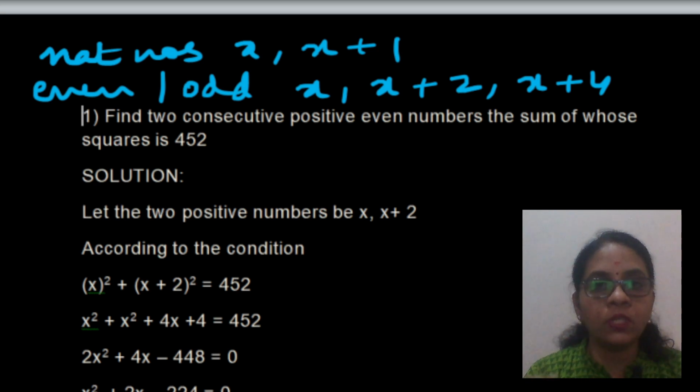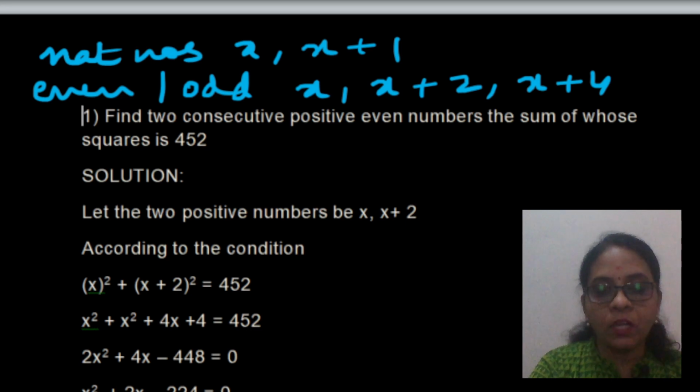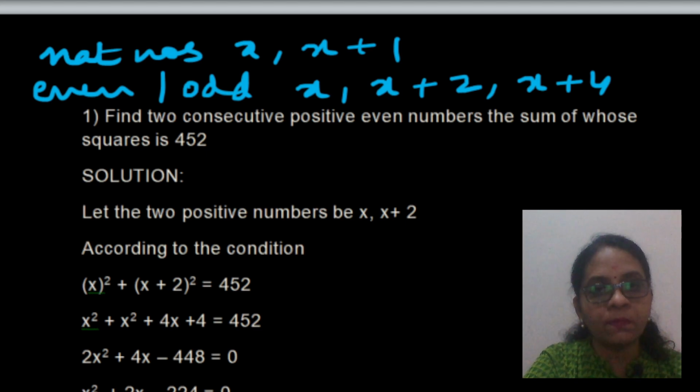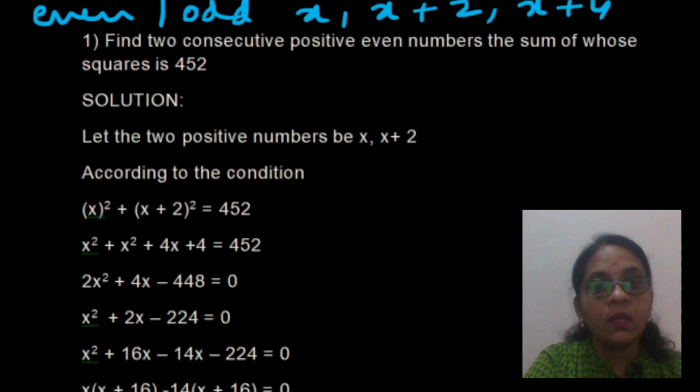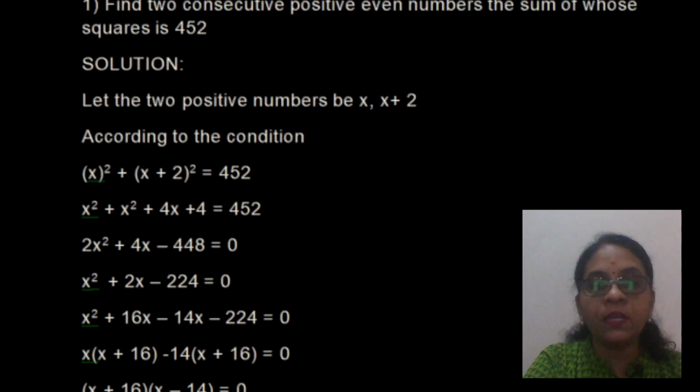Now, in this question it is given, find two consecutive positive even numbers, the sum of whose squares is 452. So first of all, you should assume the numbers. The numbers are x and x plus 2. Why did we assume it as x and x plus 2? Because they are consecutive positive even numbers.